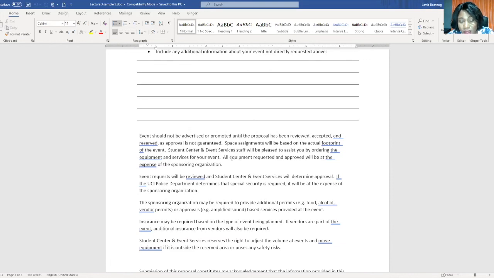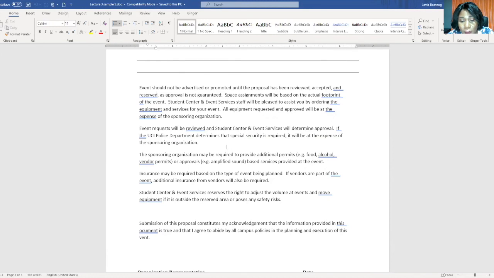Now listen to the caveats that they put at the end of it. It said the event should not be advertised or promoted until the proposal has been reviewed, accepted, and reserved, as approval is not guaranteed. So here they are saying that they can decide to say no to the event or say yes. And space assignment will be based on the actual footprint of the event.